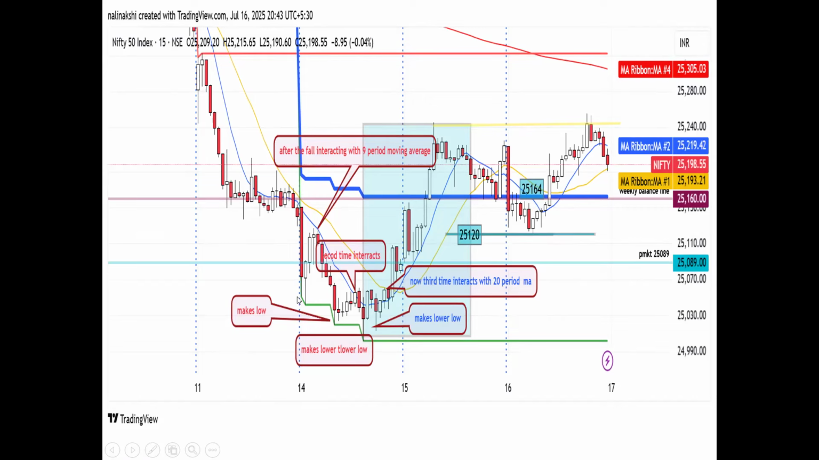First it fell down and interacted with the 9-period moving average. And then it came down and made a low. And it started, you can see the interaction. It was a steep reaction here. In Wyckoff accumulation, they call it an automatic reaction.